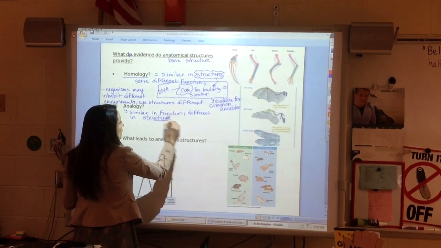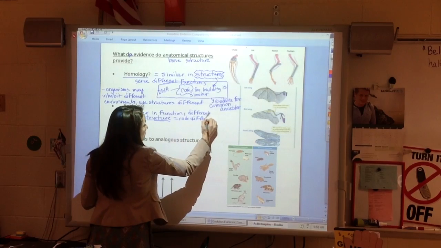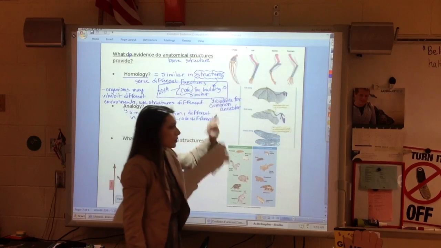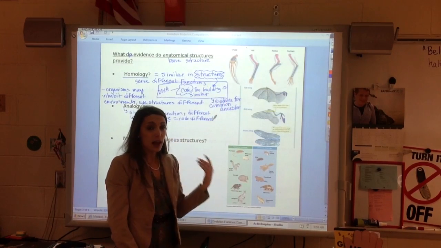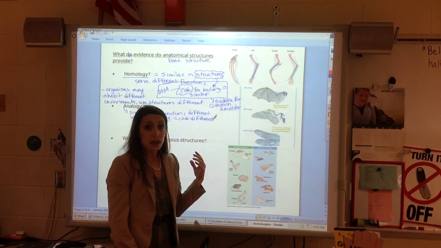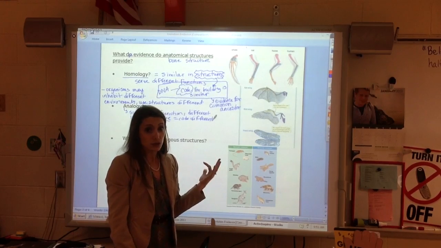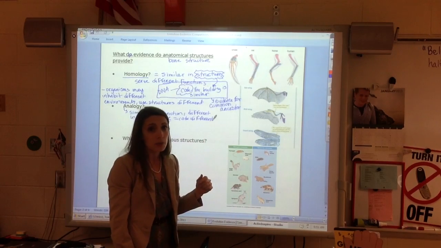Which means that the code is different. And this is a beautiful example, the bat, the bird, and the insect wing. All of these structures are going to help this organism inhabit a different environment. They're all going to survive by moving through the air, living in the upper part of a biome.